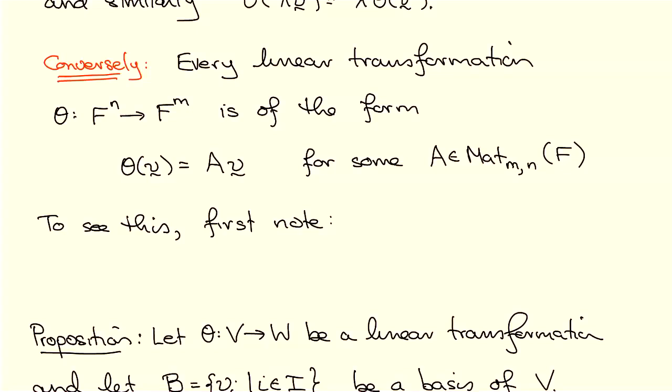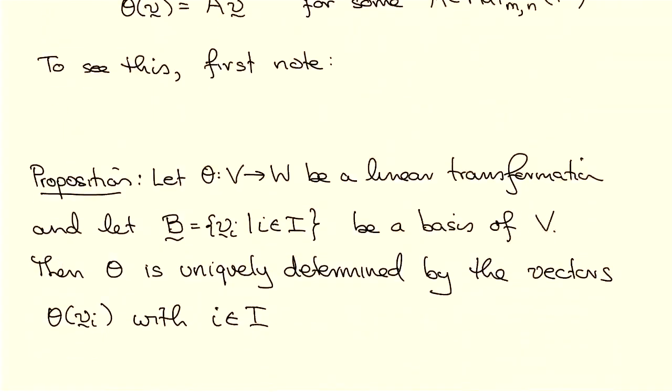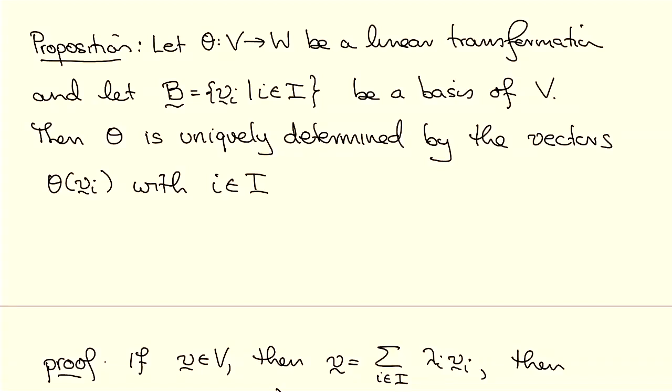And to see this, first note, I guess I did this in the lecture, in the recording. But what I want to say there, oh, sorry, no, that's not where I put the proof. The proof is here. Proposition. Once we do have a linear transformation and a basis of our domain, V, then as soon as I know the values of theta on all of the basis elements, then I know the value of theta everywhere. That's what we're saying here.